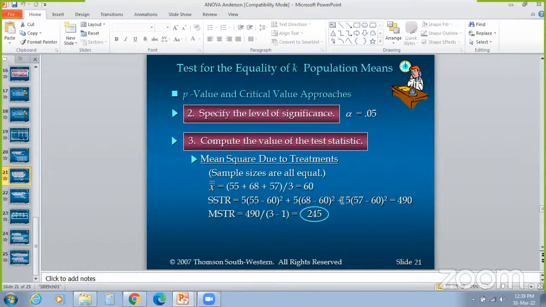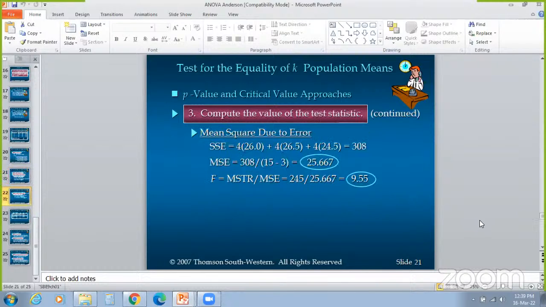You have to square the difference, multiply it by the number of observations, and that gives you 490, divided by the degrees of freedom. For this it is 2 minus 1, sorry, 3 minus 1. 3 means you have 3 groups, plant 1, plant 2, and plant 3, minus 1. That's why 490 divided by 2 is 245. Okay, this is the mean square due to treatment.